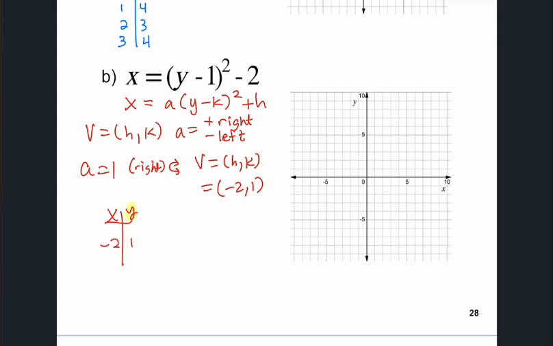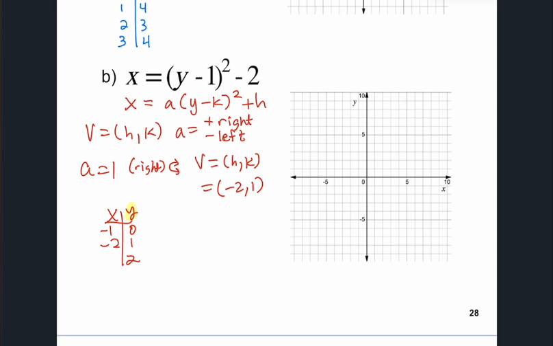If we plug in y's, we want to plug in a y that is 1 above and 1 below, just like before. So I'm going to plug in 0 and 2. I have to plug in y's, and I'm going to put my y right there. If I plug in 0 right here, I get negative 1. When I square it, I get 1. 1 minus 2 is negative 1.